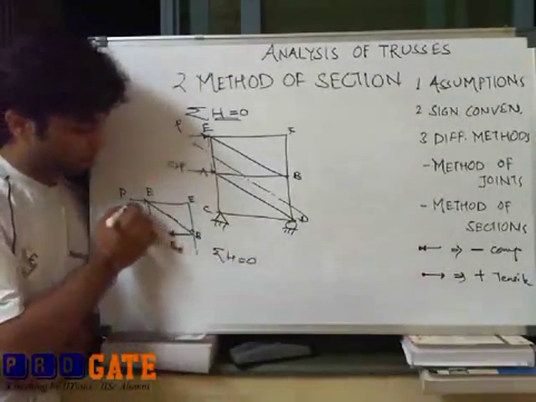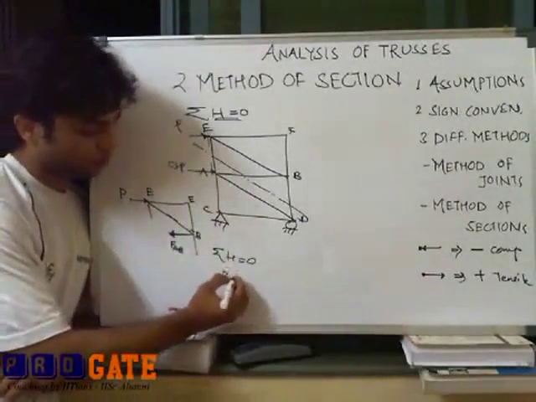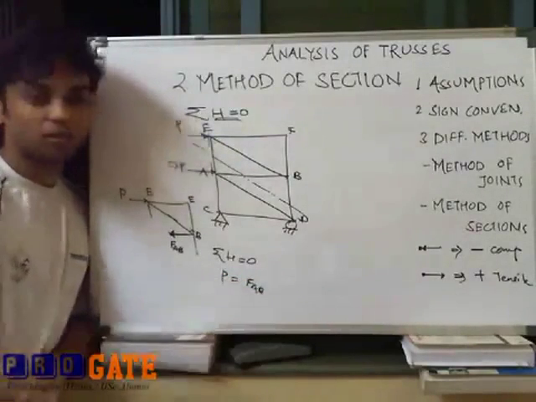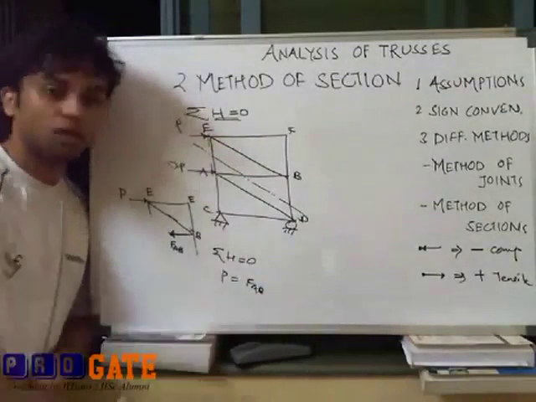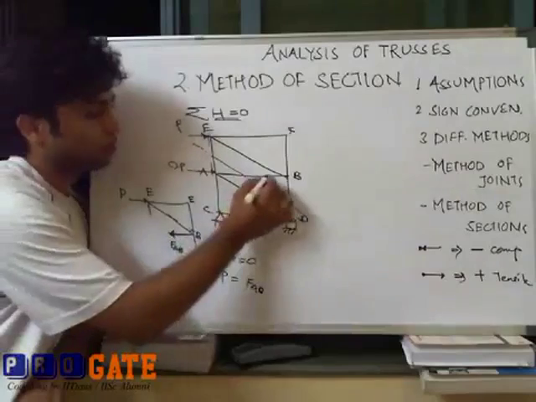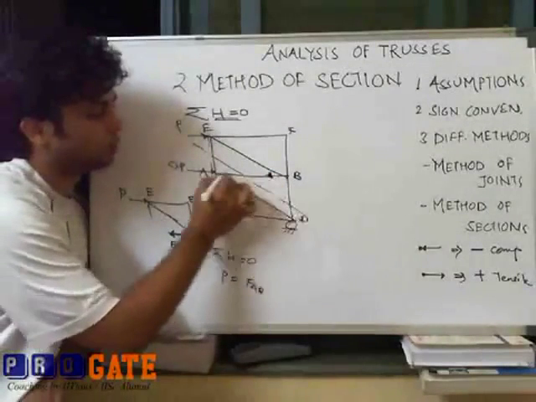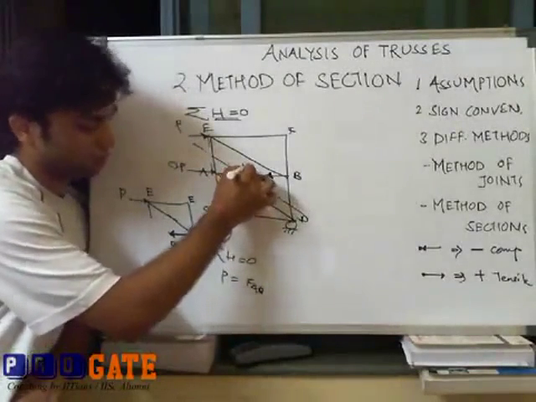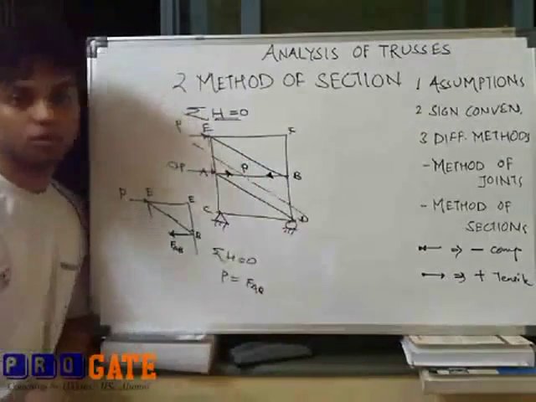Summation is equal to 0 means P is equal to FAB, or P minus FAB equal to 0, which makes FAB equal to P. Our assumption is also right, and we know the nature as well as magnitude of force for this member. It is P.